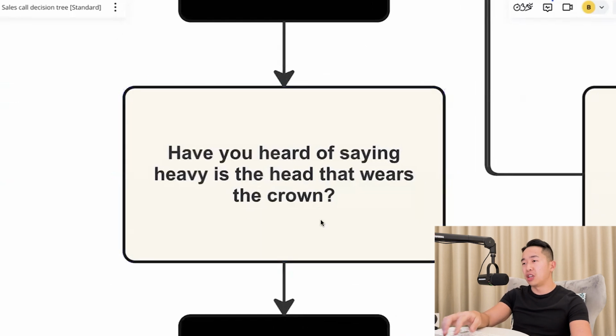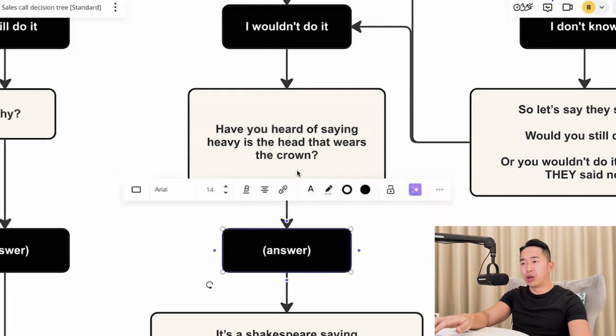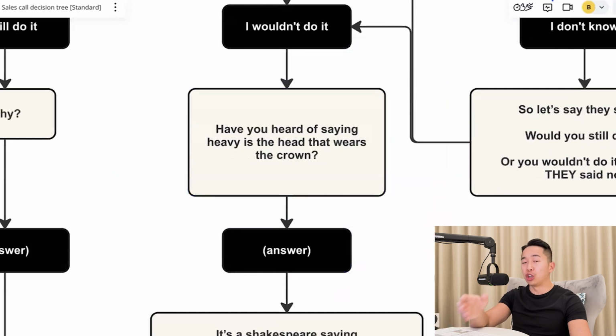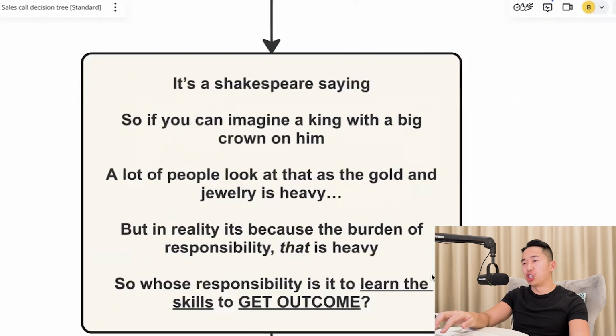Now, have you heard of the saying that heavy is the head that wears the crown? They'll guess. Now, this is called a responsibility frame. Okay. So because they're lacking responsibility, they're externalizing responsibility, we help them take responsibility. You see that here? So you take whatever the thing's blocking them from moving forward and you overcome that. Okay. So you go into this. So it's a Shakespeare saying.